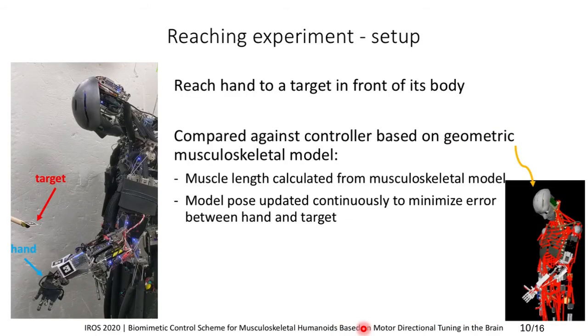Next, we have evaluated the proposed controller in a reaching task. Here, the robot tries to reach its hand to a target in front of its body. For comparison, we also did the same experiment using a controller based on the geometric musculoskeletal model. Here, the muscle length is calculated from the musculoskeletal model and is sent to the motors. The model pose is updated continuously to minimize the error between the hand and target.